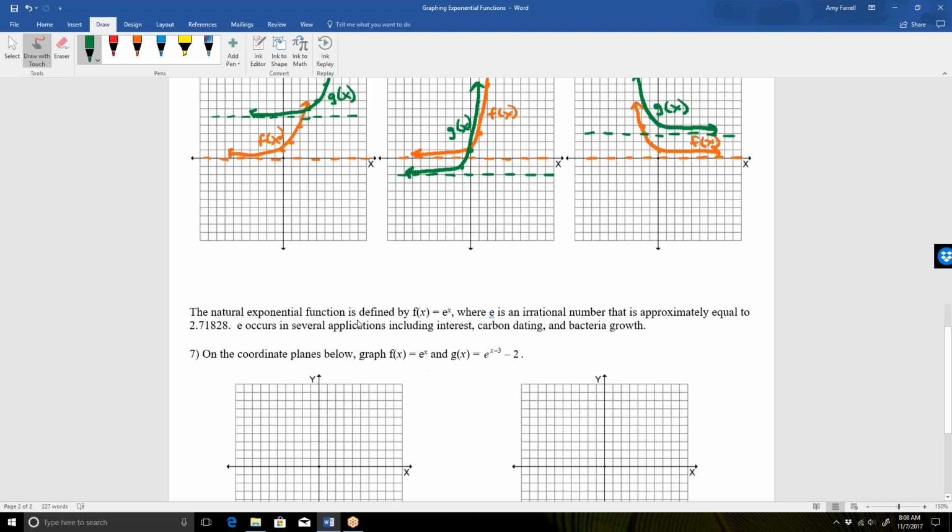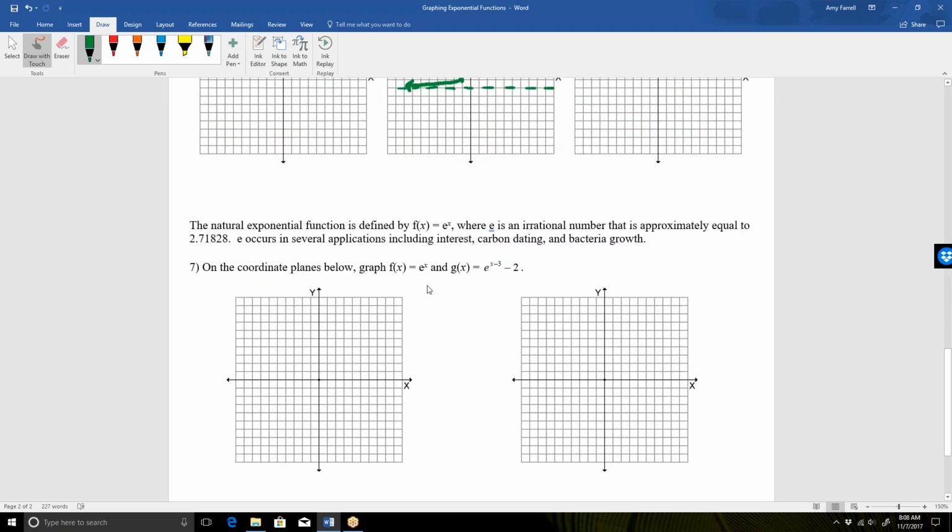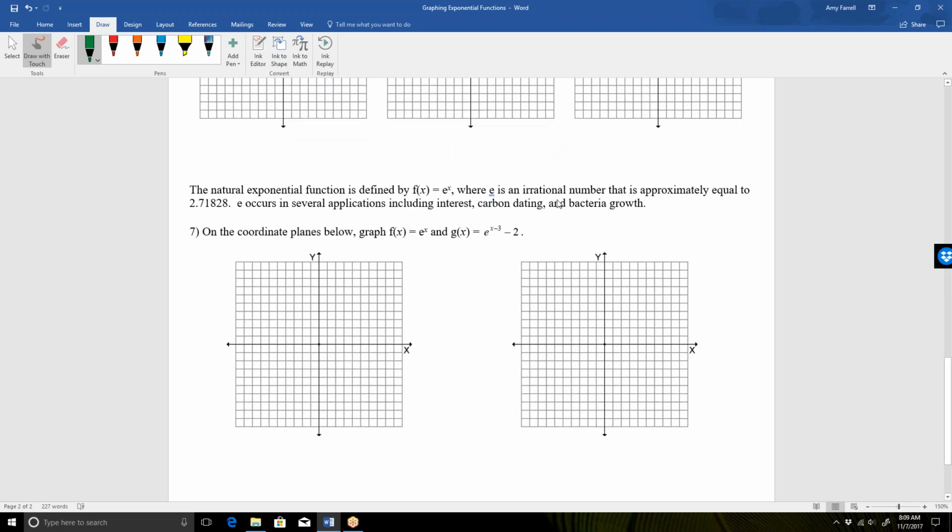There's one more thing in this video, and that is how to graph f of x equals e to the x. This is known as the natural exponential function. E is an irrational number that is approximately equal to 2.71828, and we see e in several applications, including interest, carbon dating, and bacteria growth. There's another video about applications of exponential functions where you're going to revisit this irrational number e.